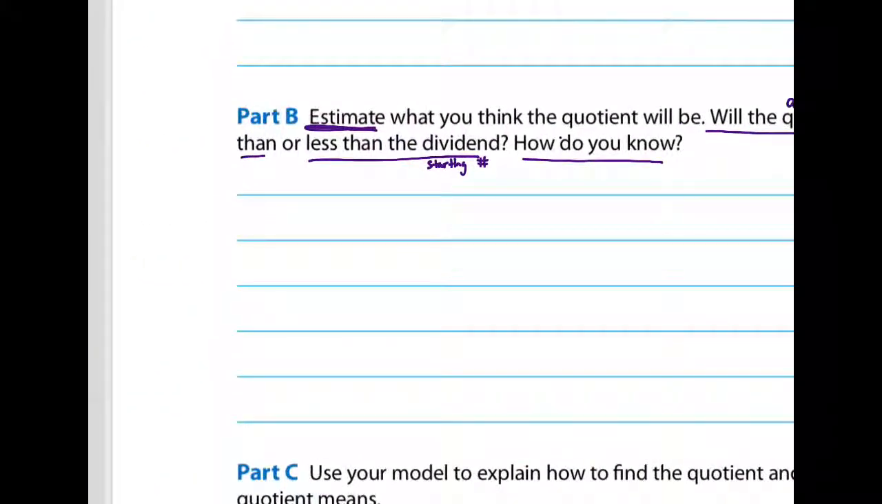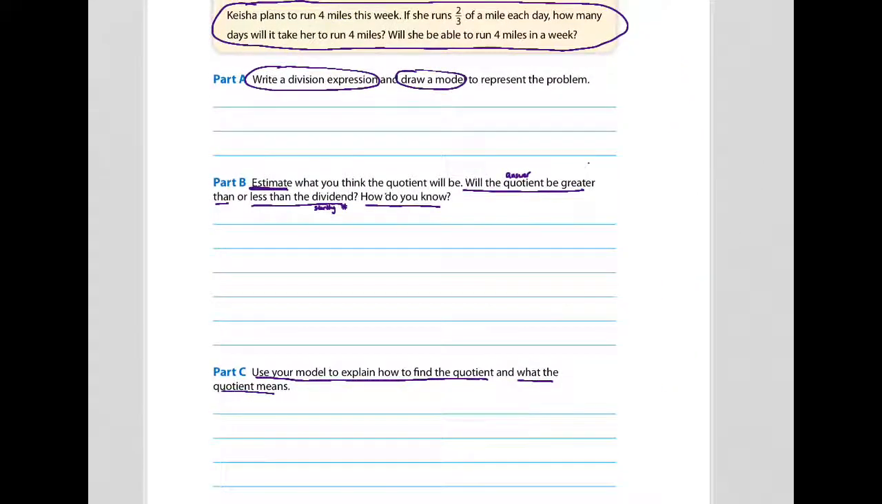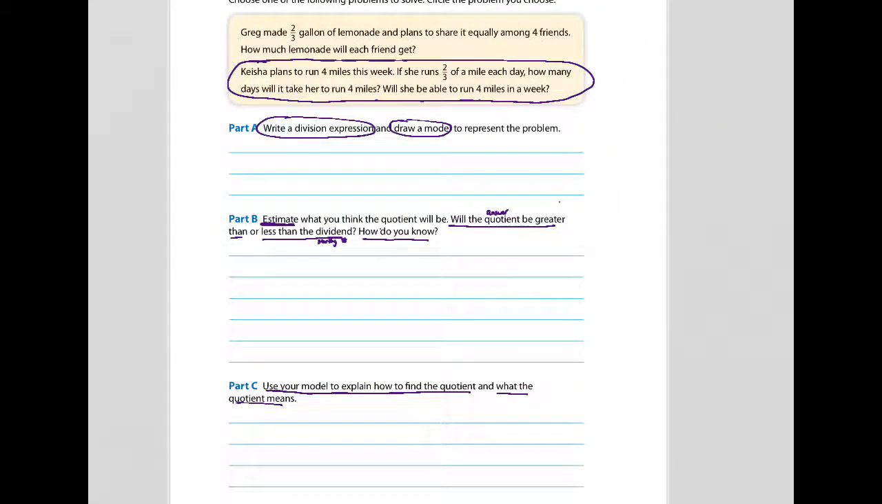Okay? And part C, use your model to explain how to find the quotient and what the quotient means. So explain from whatever model you use in part A how to answer it, and what does the quotient, what does the answer mean? Okay? So your job is to do parts A, B, and C for whichever problem you choose. But no, I'm going to do the Keisha problem. Pause it, work on that, and when you're done, go over the video. Go.